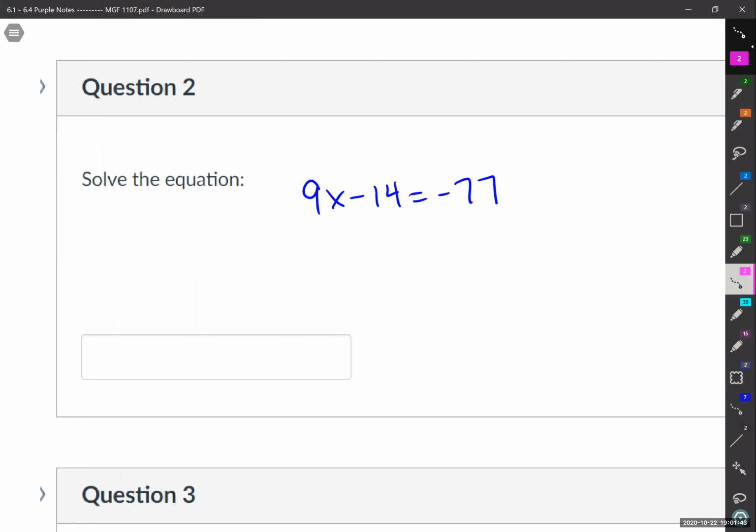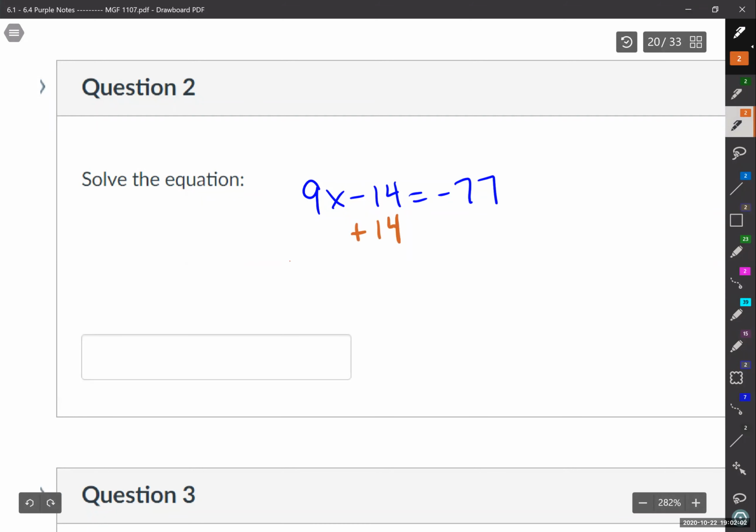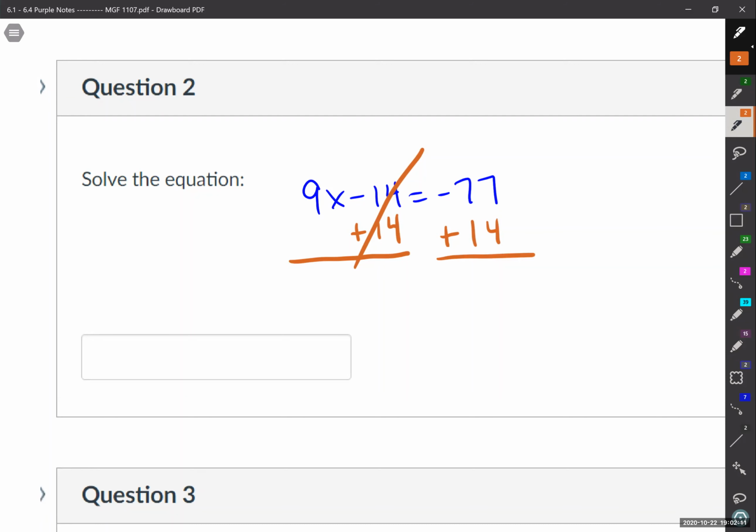Perfect, Kimberly. Perfect, Keith. Now 14 is being subtracted, so the opposite of subtraction as an operation is addition. So if we add 14 to the right side, that would counterbalance and cancel the -14. But what's done to one side must be done to the other. Now, -77 plus 14, definitely recommend you have your calculator handy for this exam, is -63.